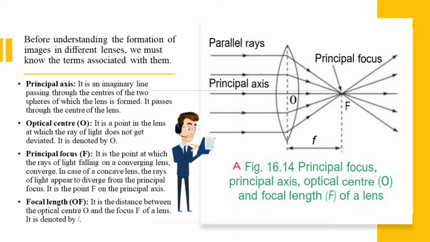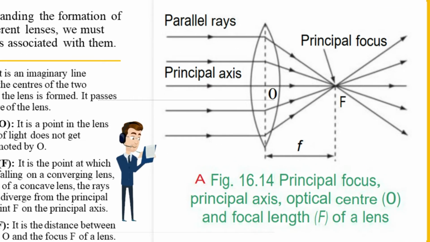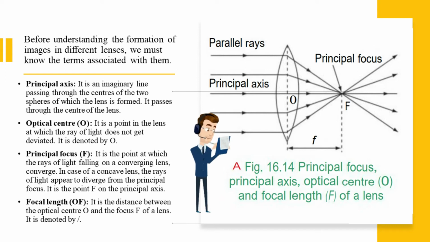Principal focus, F: it is the point at which the rays of light falling on a converging lens converge. In case of a concave lens, the rays of light appear to diverge from the principal focus. It is the point F on the principal axis. Focal length, f: it is the distance between the optical center O and the focus F of a lens. It is denoted by f.